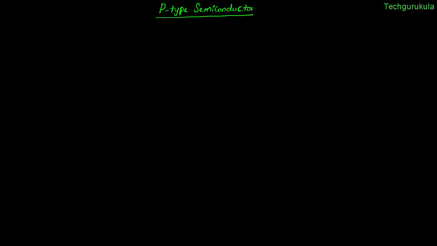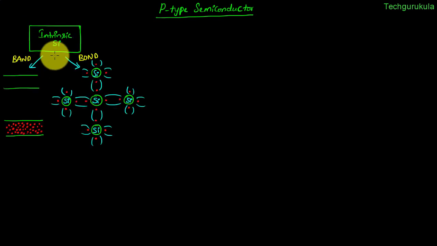In this video, we're going to see what a p-type semiconductor is. To start with, let me take an intrinsic silicon, which is represented by its band and bond model. And let me take this to be at a temperature of 0 Kelvin, where all the bonds are intact and all the energy states in the valence band are filled with valence electrons, and the conduction band is completely empty.